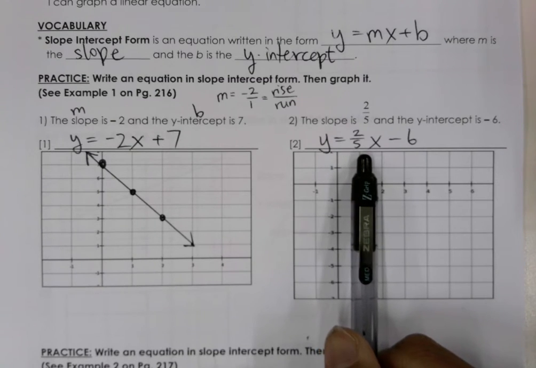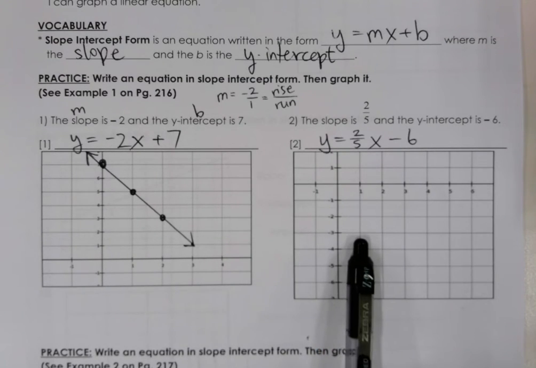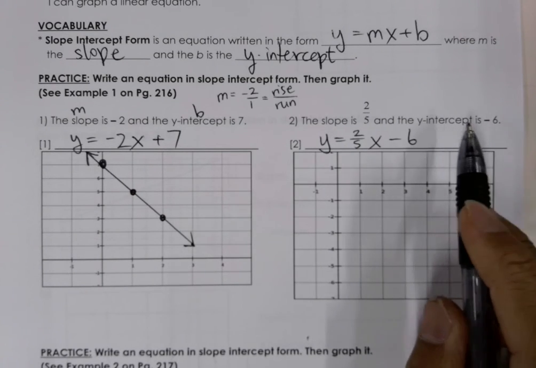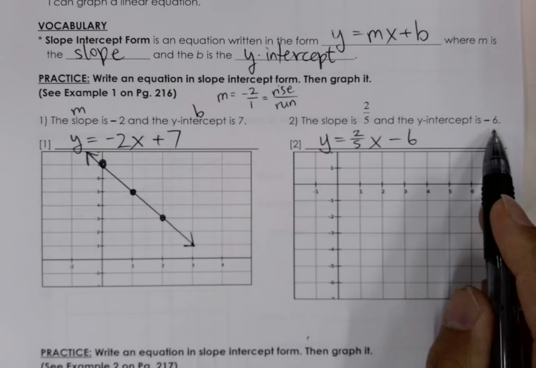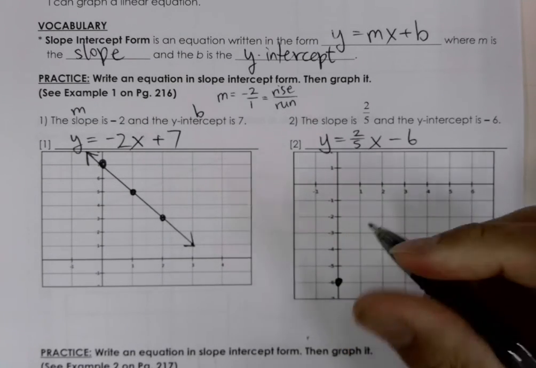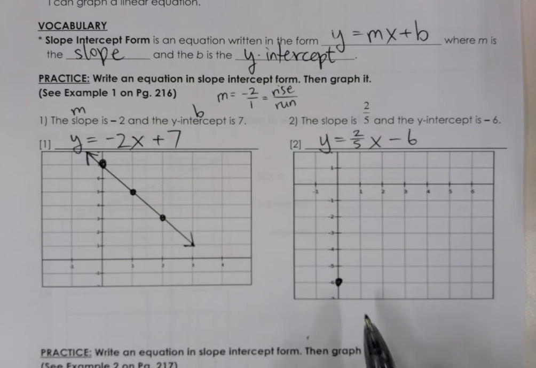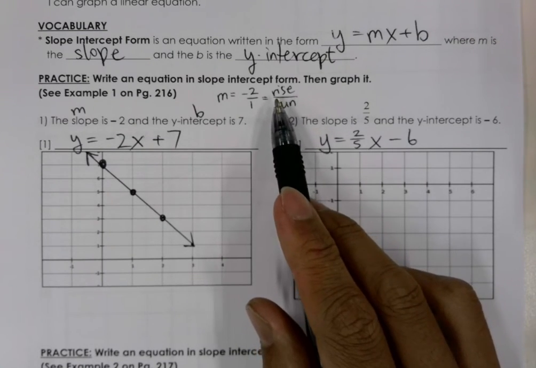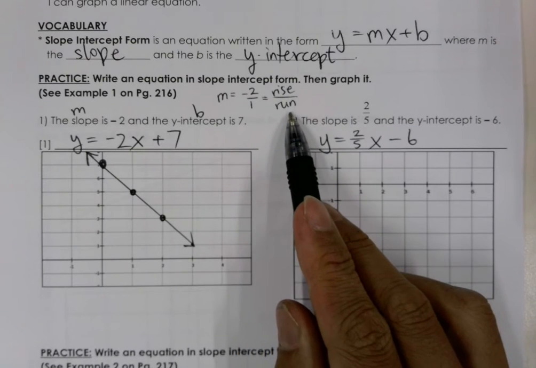Now that we have it in slope-intercept form, we can graph it, and we start with our y-intercept. Again, our y-intercept of -6 means our line passes through the y-axis at -6. Now that we have our first point down, we're going to look at our slope, and we remember that our slope is rise over run.